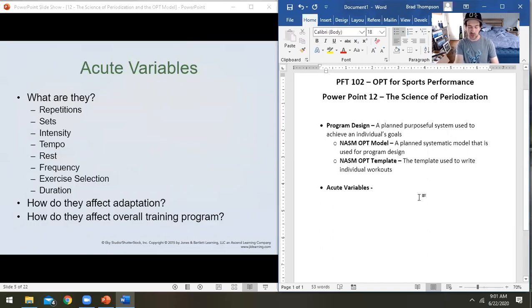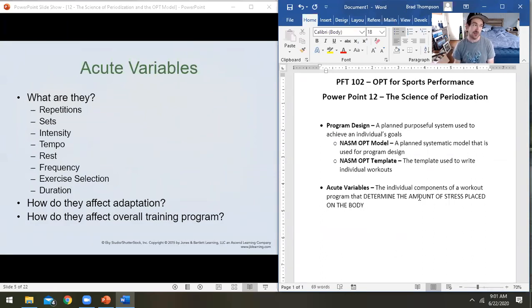Acute variables are going to be the individual components of a workout program that, and this is the key sentence right here, determine the amount of stress placed on the body. Okay, so depending on which you choose, you use your acute variables to determine what type of stress.